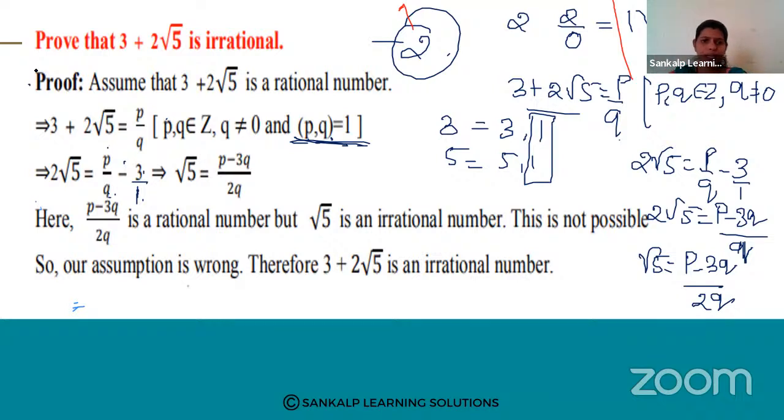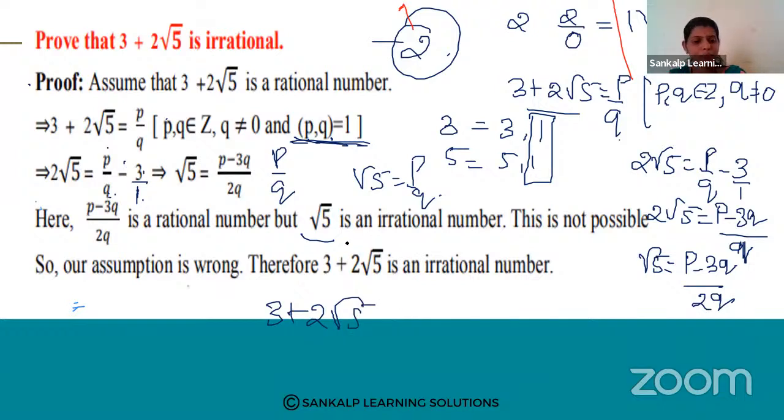But observe carefully. Here, P minus 3Q divided by 2Q, it is in the form of P by Q. That means root 5 is equal to P by Q. Root 5 equal to P by Q means it is a rational number. But we know that root 5 is an irrational number. Therefore, this is not possible. Our assumption is wrong. Therefore, 3 plus 2 root 5 is an irrational number.